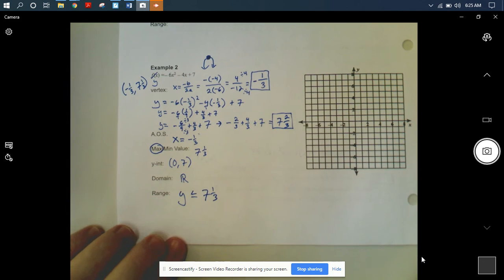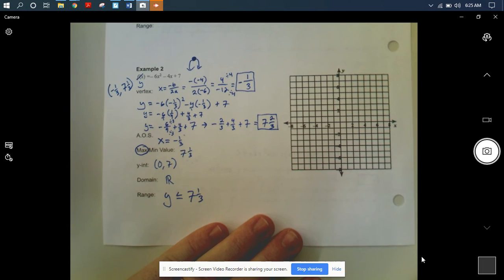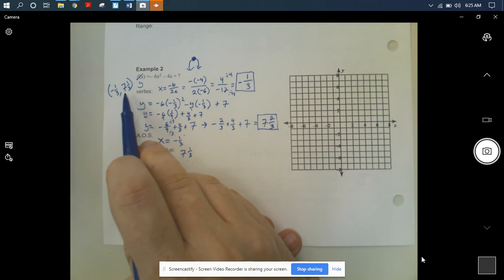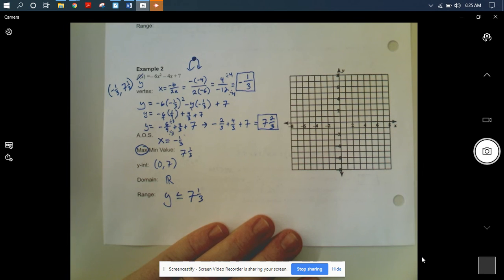Great. So we have all of our information. That was really the hardest part. Now we're going to actually go back and try to graph this thing. So let's start with our vertex. Negative 1/3, 7 and 1/3. Now, because they are fractions, we just have to kind of do our best. It's not going to be perfect.